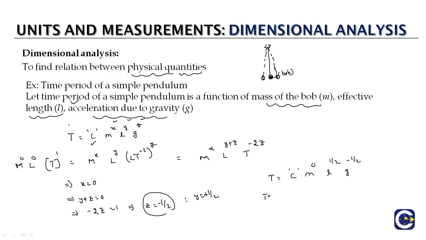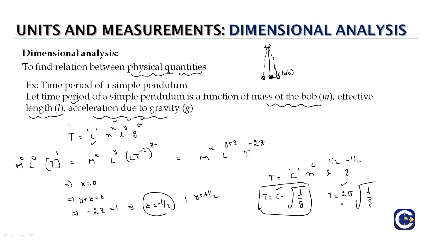So what we'll be having is T is equal to C into root of L by g. If you look at the actual formula, which we will be learning in the waves and oscillations chapter, the actual formula is time period is equal to 2 pi root L by g. So we are not able to find out the value of the numerical constant, but we are able to find the relation between time period and the factors on which the time period can depend.